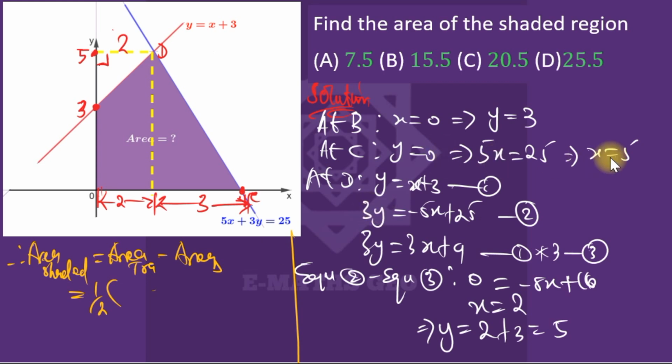As you can see, at point C it is now 5. So 2 plus 3 is 5. So I have half times 2 plus 5 times 5. So the parallel sides are 2 and 5 times height, which is 5, minus half the base times height of the triangle. So the difference here is now 2. 5 minus 3, this is 2.